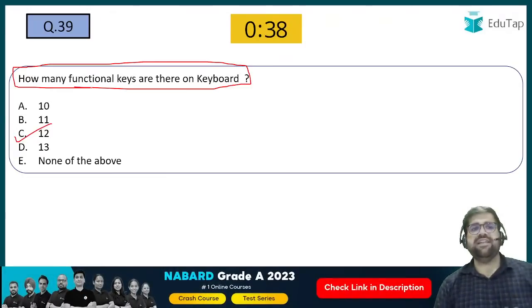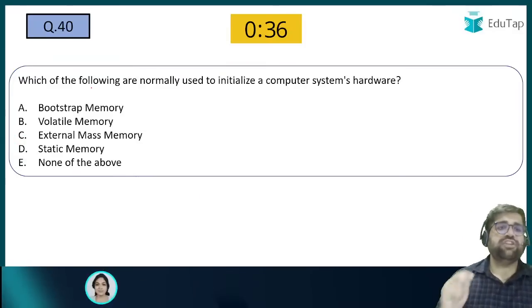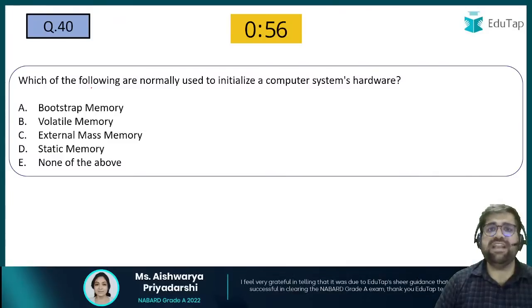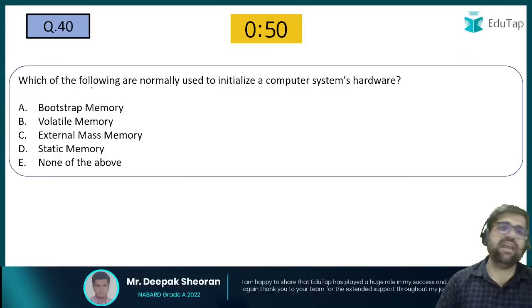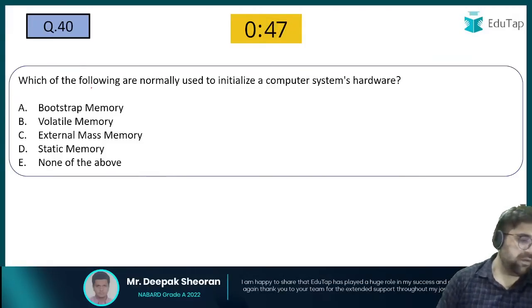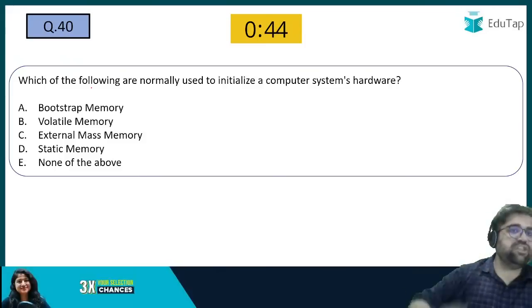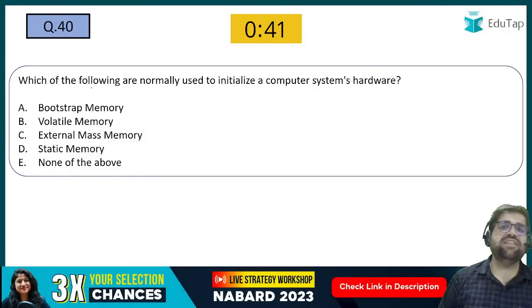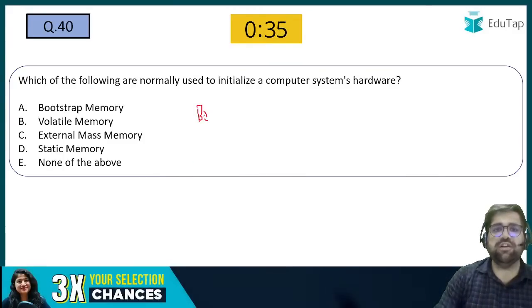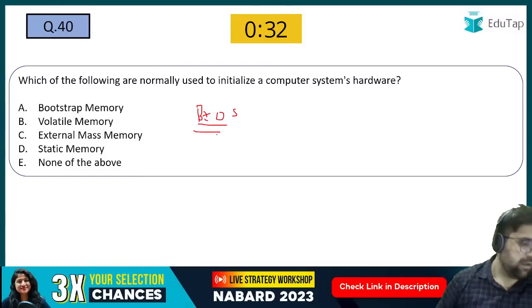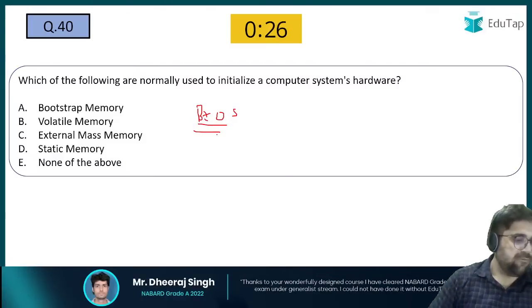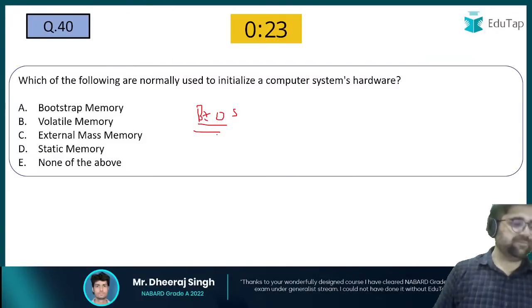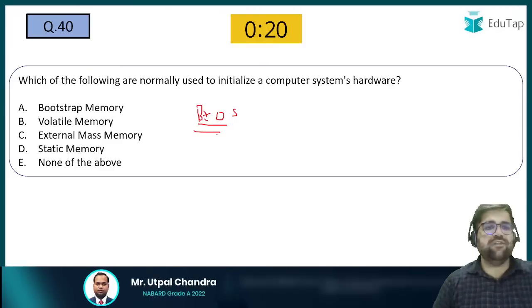Up to this particular point, I think each and everything is clear. Question number 40. Which of the following are normally used to initialize a computer system's hardware? Is it bootstrap memory, volatile memory, external mass memory, static memory, or none of the above? Also, at this moment, I would like to know the full form of the term BIOS. Please type in your answers for the full form of BIOS.